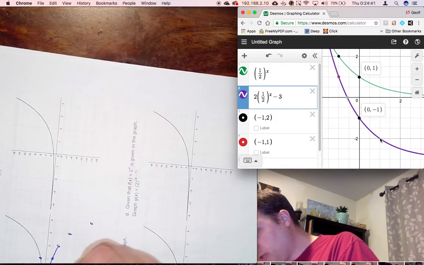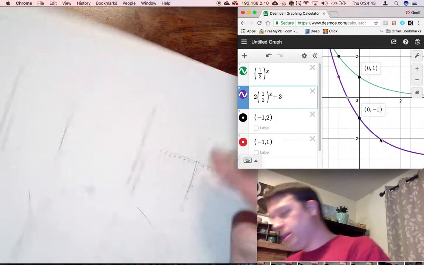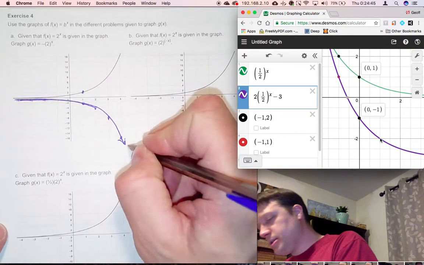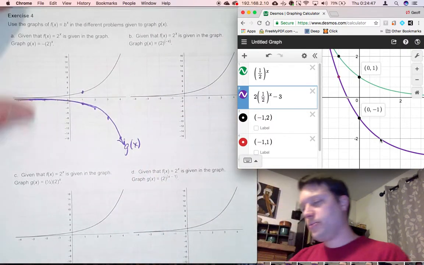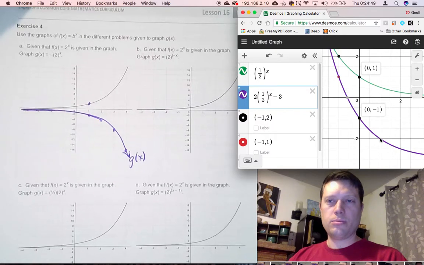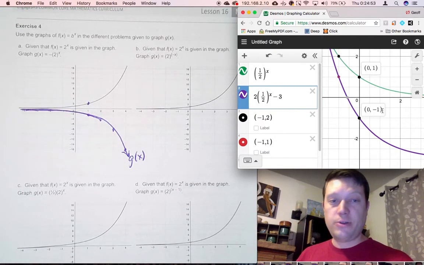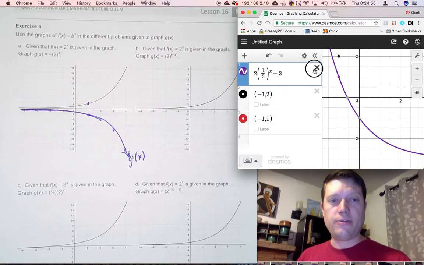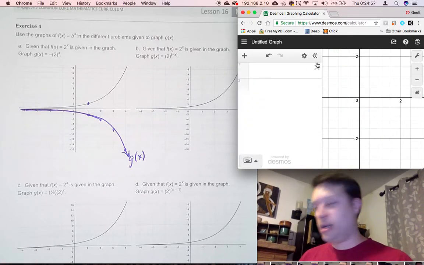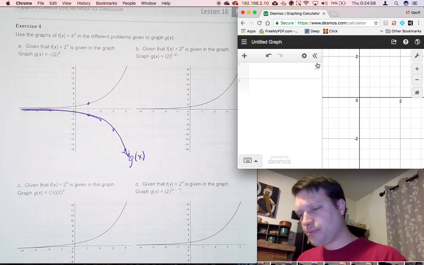Try to get close to the x-axis. And then, of course, label it. This is g of x. Okay. That's A. No technology needed. Graph it if you'd like. But when you graph, you'll see that purple is the function.